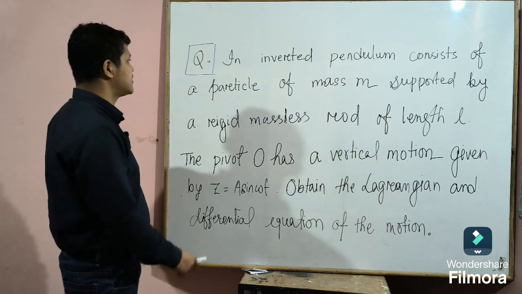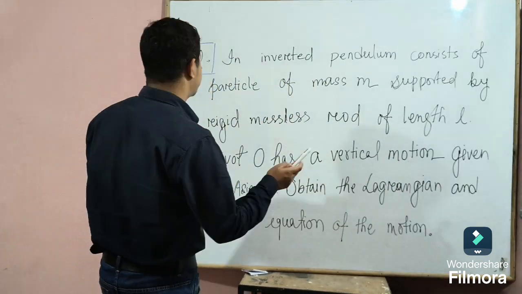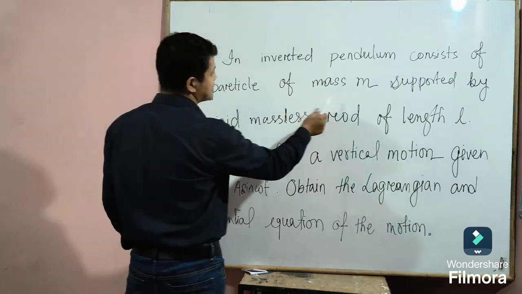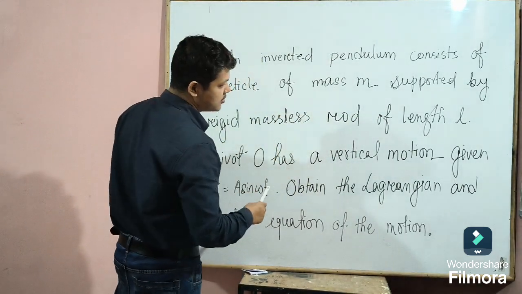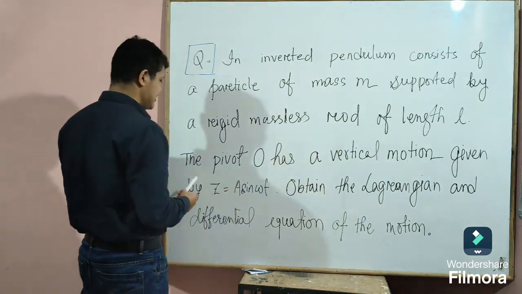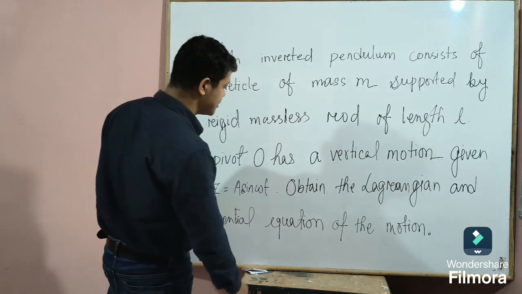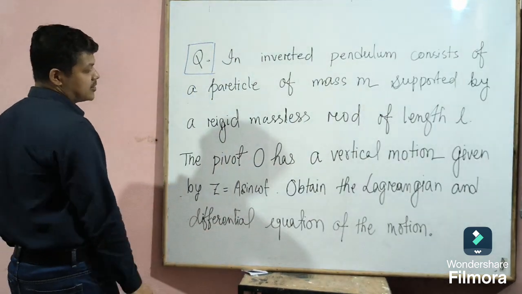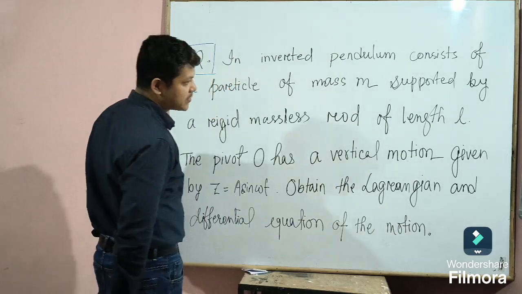And the question is, an inverted pendulum consists of a particle of mass m supported by a rigid massless rod of length L. The pivot O has a vertical motion given by this equation. Obtain the Lagrangian and differential equation of motion.